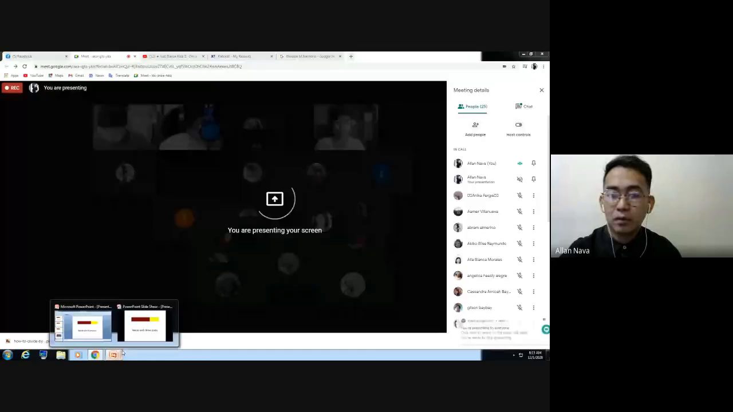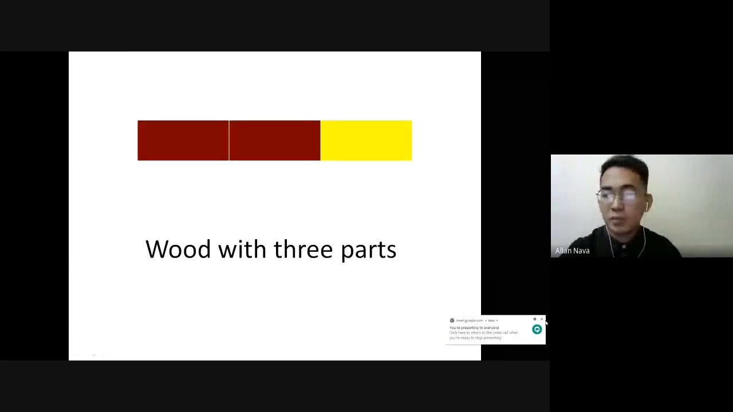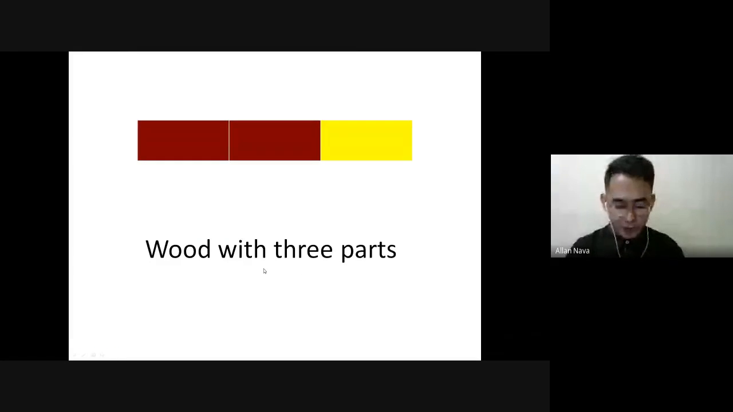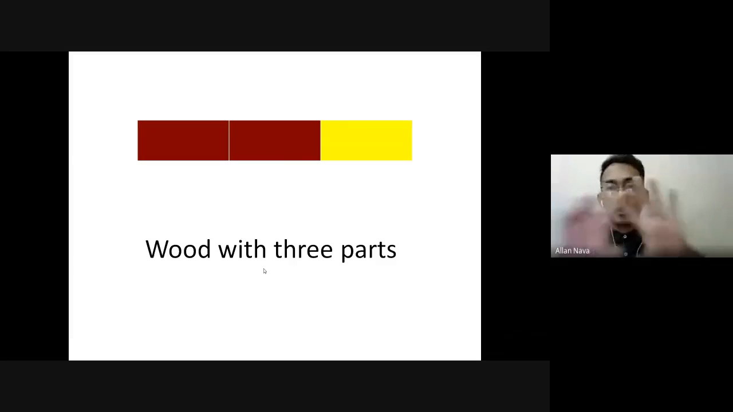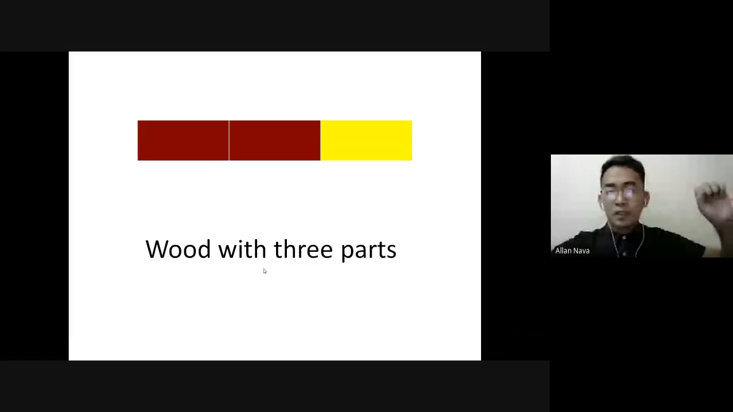How do we reciprocate? We're going to answer that question as we have this lesson, which is the division of fractions. Again, our lesson is dividing fractions. So I'm going to share it now. Look at the picture on your monitor. For example, that is a wood, the whole thing. Imagine that is a wood.